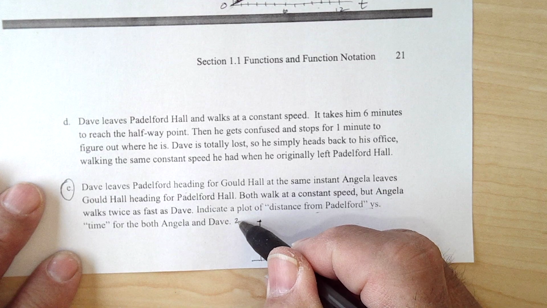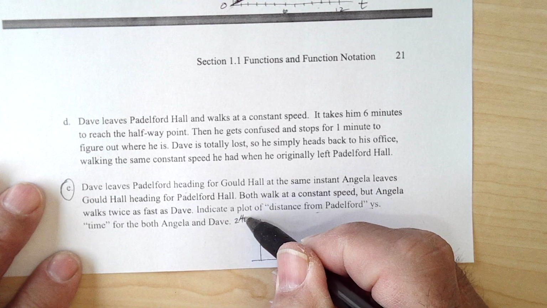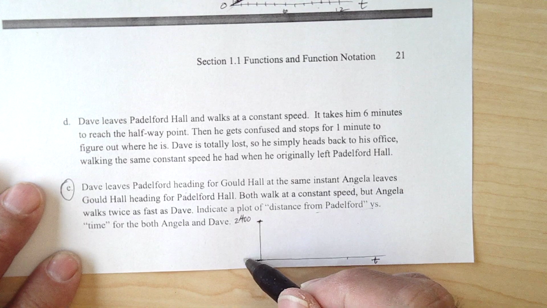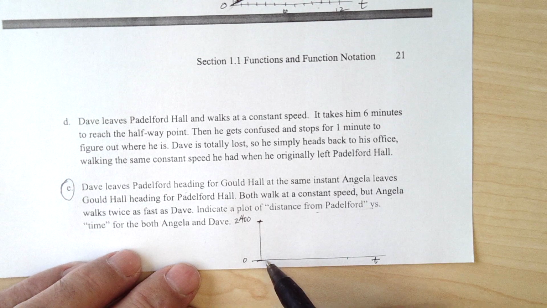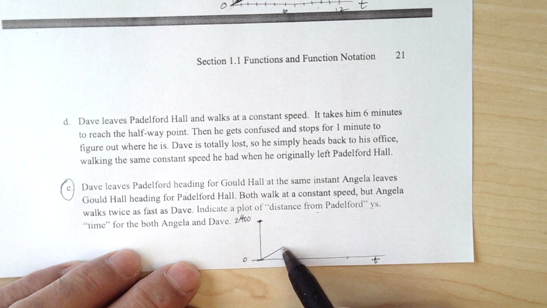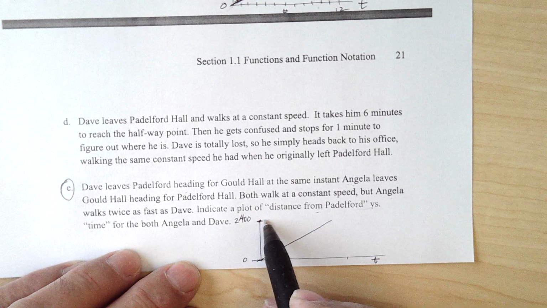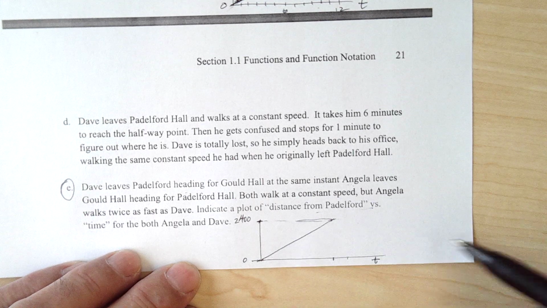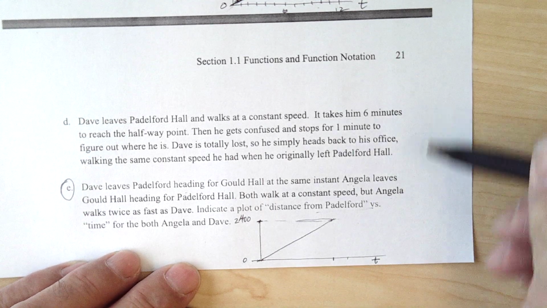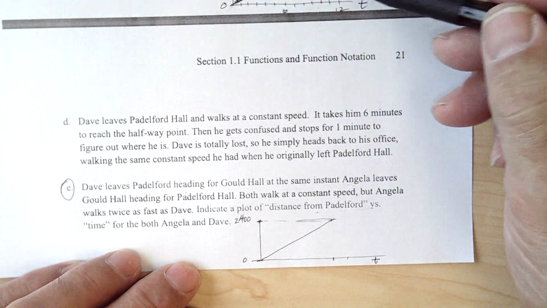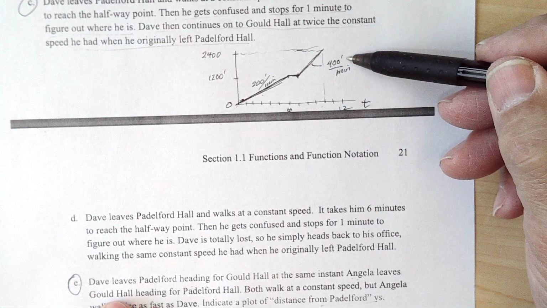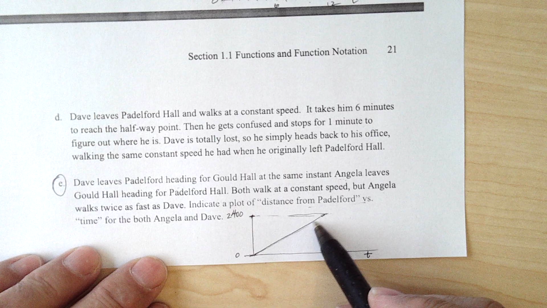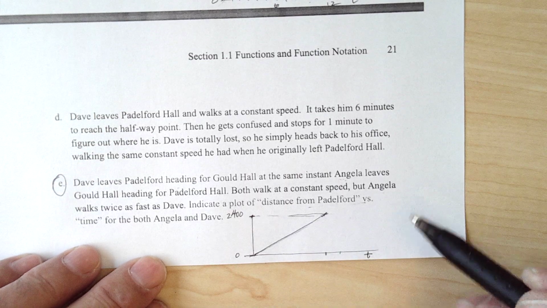But here's the 2,400 feet at Gould Hall from Padelford, which will be at 0. So Dave walks at a constant speed and gets to the 2,400 feet after some time. It could be 12 minutes if he was going at the 200 feet per minute. It could be only 6 minutes if he's going at 400, but we don't know how fast he's going. So we'll just make the slope so that he ends up there.